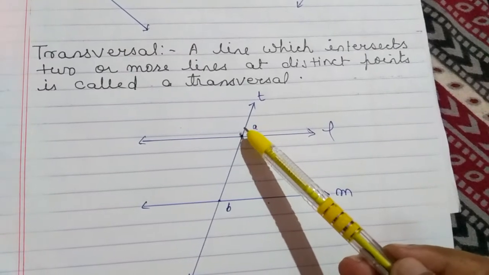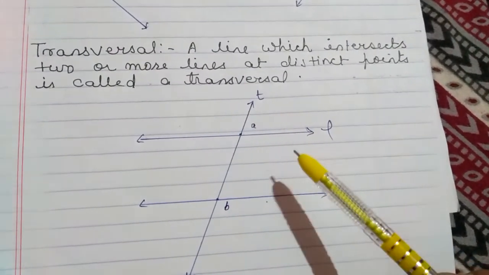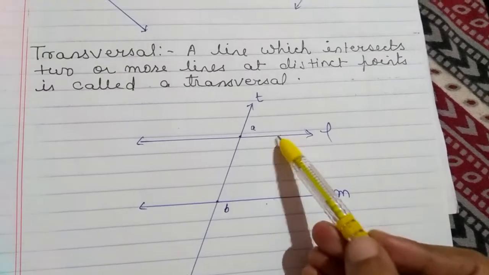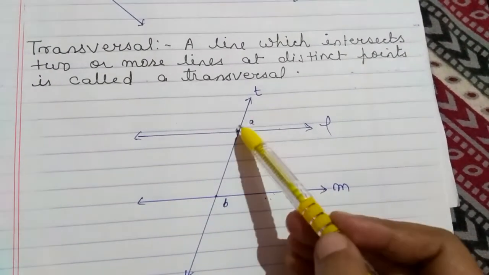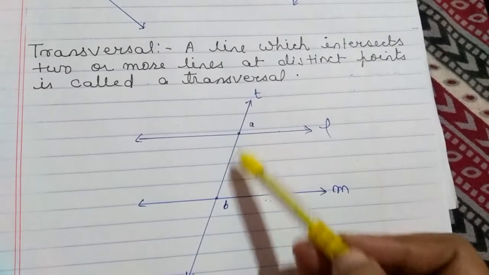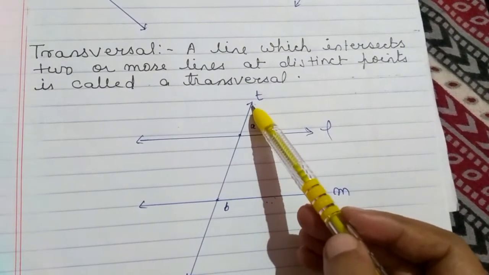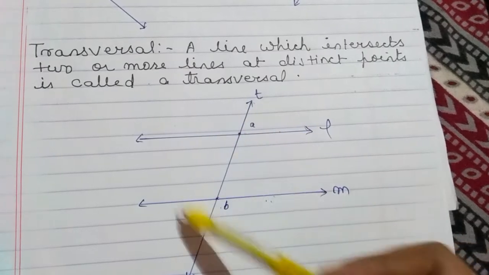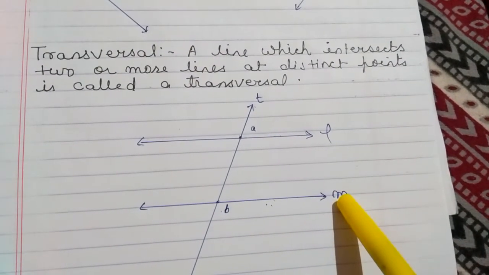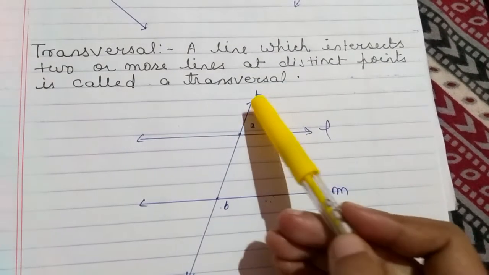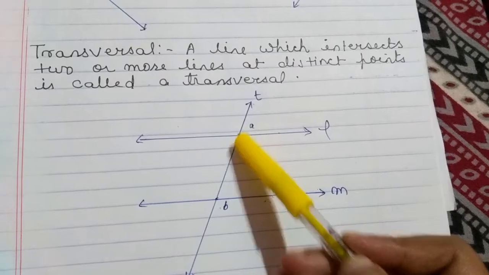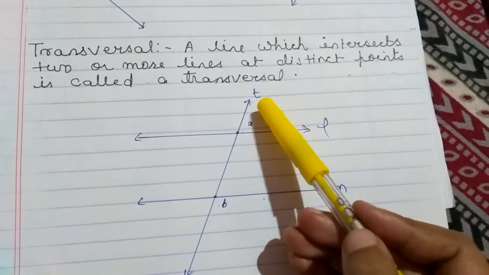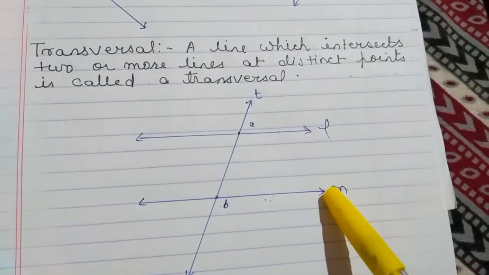Again, understand the meaning of transversal: when you take two parallel lines and one third line which intersects these two lines at distinct points, then this line, which intersects two parallel lines, is called a transversal. Here in this figure, L and M are parallel lines, and T intersects these two lines at distinct points. It means T is a transversal for L and M.